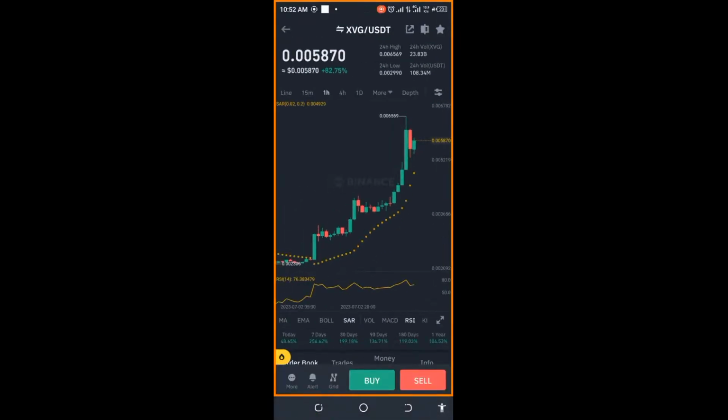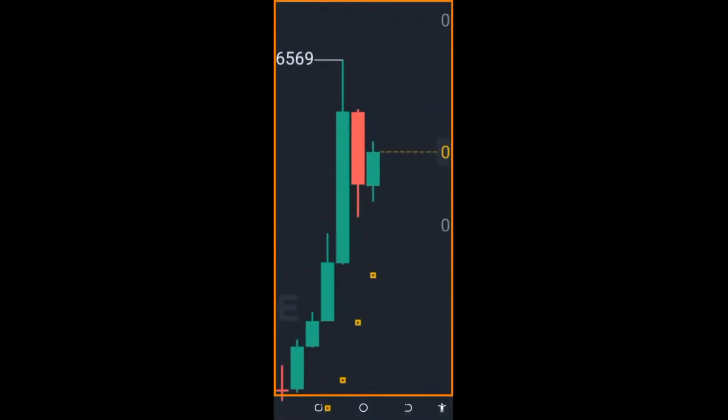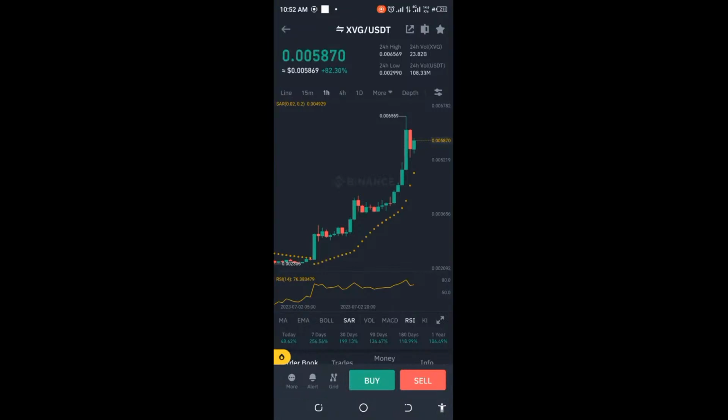Now it's coming down. It has a pullback. As you can see, it's still going up. These are the kind of coins that when you do this trade, you can do it over and over again.